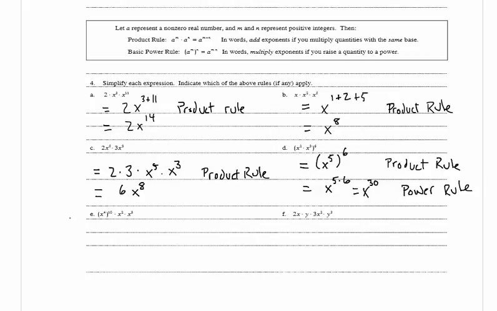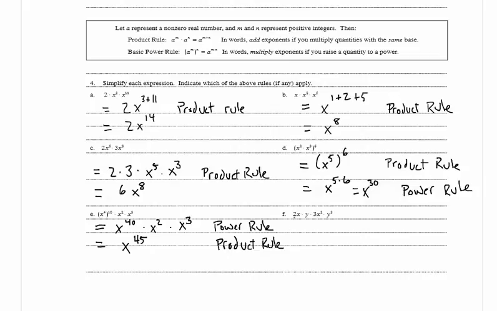In E, we have x to the 4th raised to the 10th times x squared times x cubed. The first thing I'm going to do is use the power rule, and I have x to the 4th raised to the 10th. And because we're using the power rule and we have an exponent raised to an exponent, we're going to multiply them. So I'm going to have x to the 40th times x squared times x cubed. So this was power rule. And now we're going to use the product rule and multiply x to the 40th times x squared times x cubed. And that would be x to the 40 plus 2 is 42, plus 3 is 45.